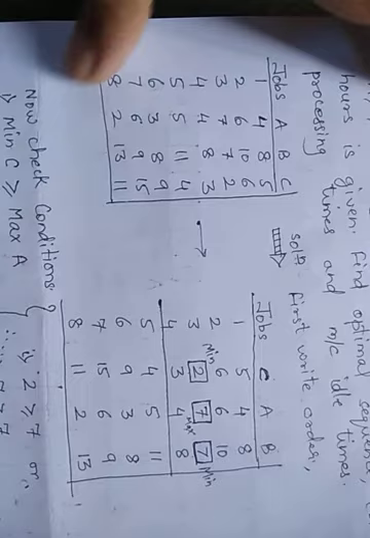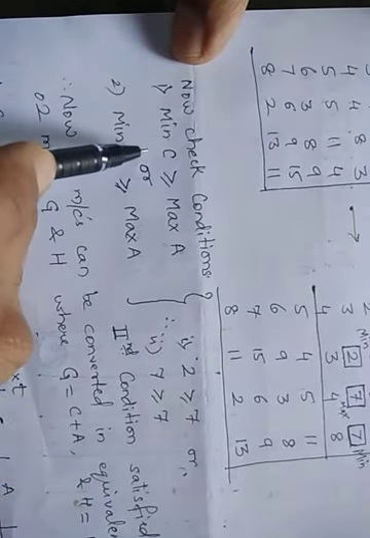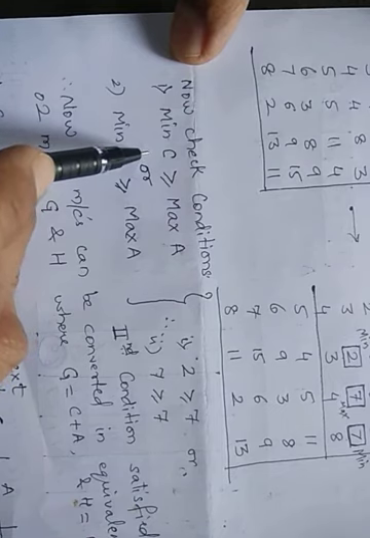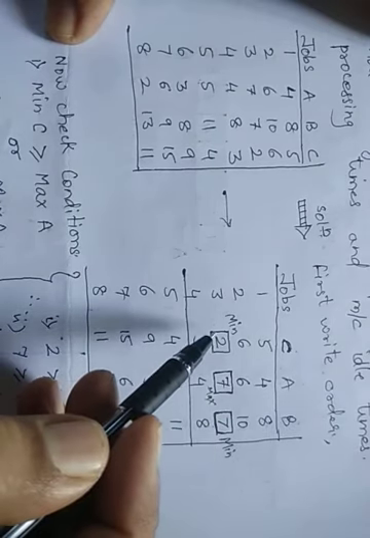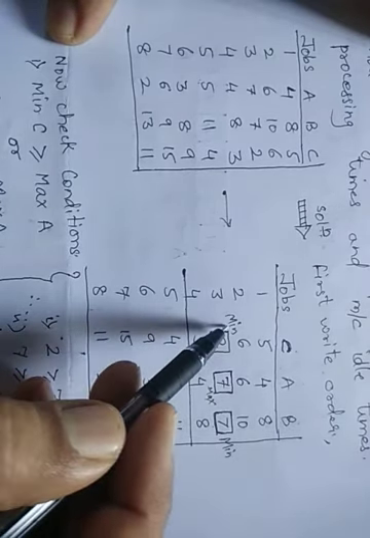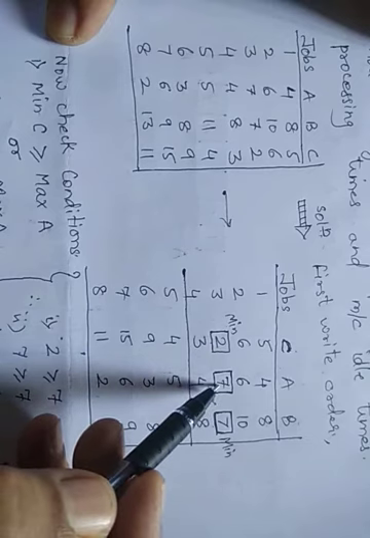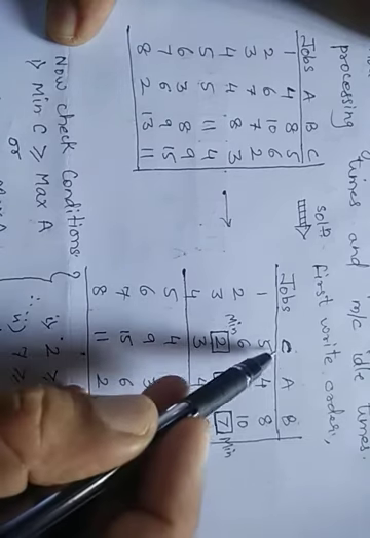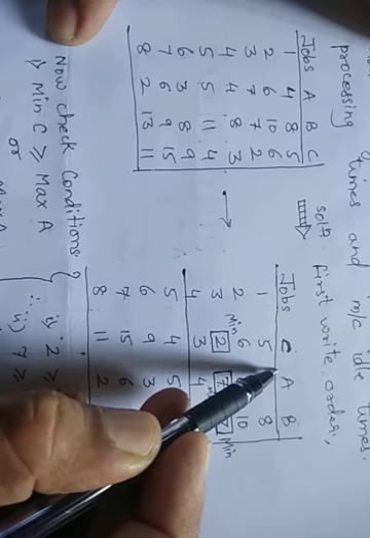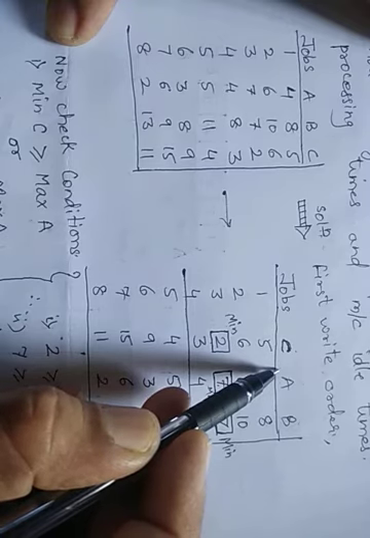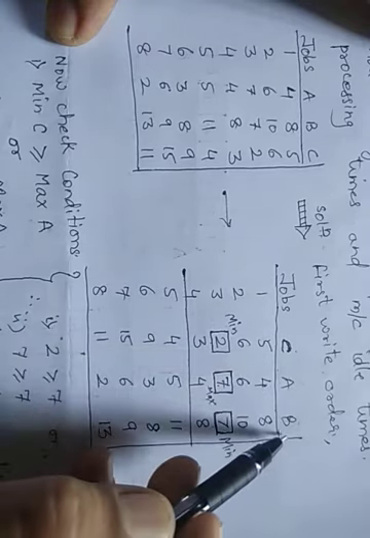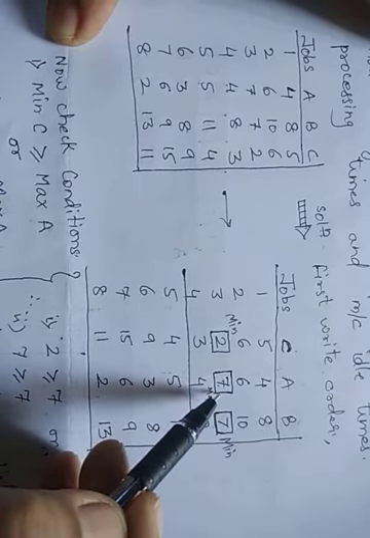There are 2 conditions, out of which at least one should be satisfied. What are the conditions? Check here. First condition: the minimum of C, that means the first column, should be greater than or equal to the maximum of the center column. Minimum of column 1 should be greater than or equal to the center columns. The center column is only 1. Or the minimum of the last column should be greater than or equal to the center columns.